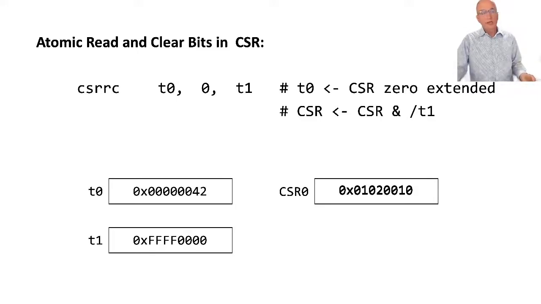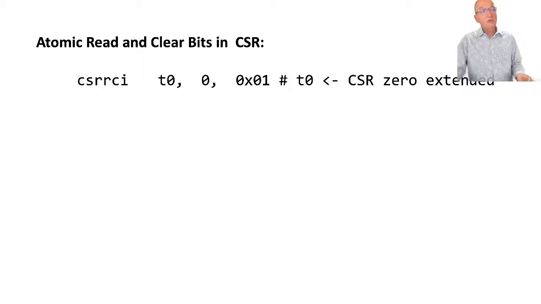So here is what happened. Pay attention to what happened with not only the data movement, but with the change of the value in the control status registers. So the value of the CSR goes into T0, and then the value of CSR changes so that the upper half of that register is now all zeros. So whenever a bit is 1 in T1 here, the corresponding bit has to become a 0 in the control and status registers.